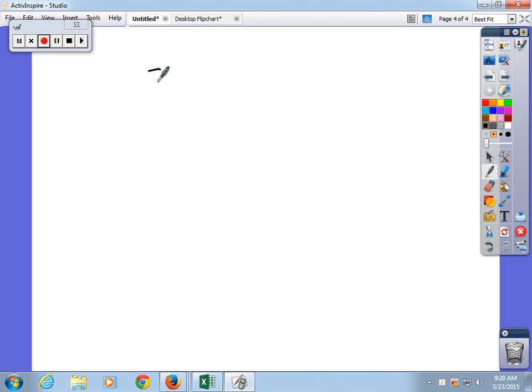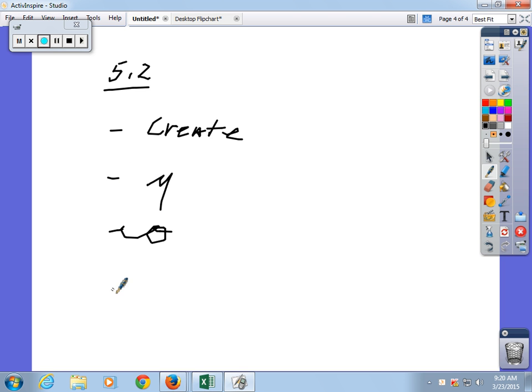Okay? So, with your binomial distribution, make sure you can do the following in 5.2. Make sure you can create a binomial distribution. Make sure you can find the mean. Make sure you can find the standard deviation. And make sure you can interpret, I don't know how to spell it, but make sure you can interpret if it's a normal event or if it's an unusual event.